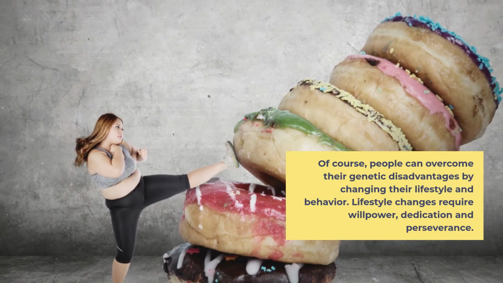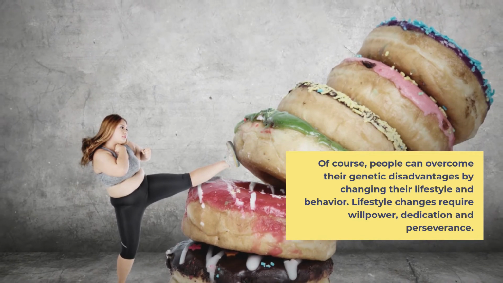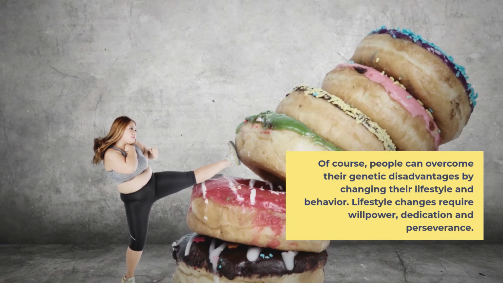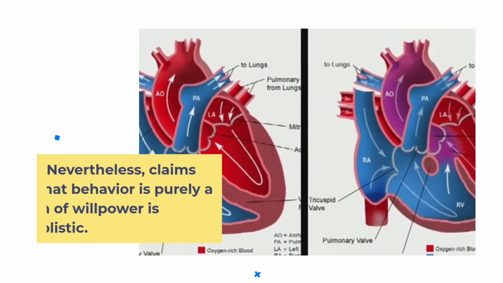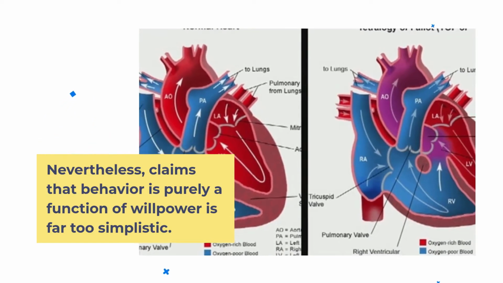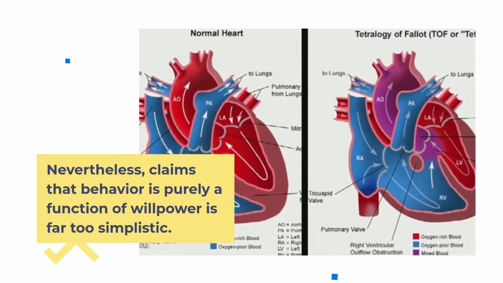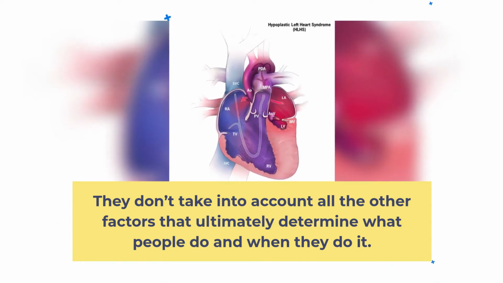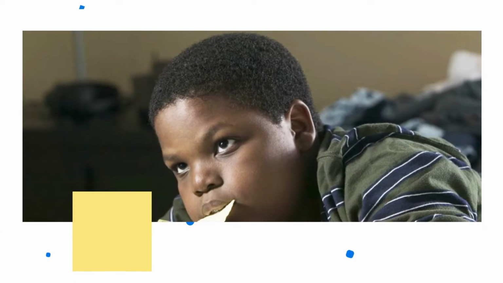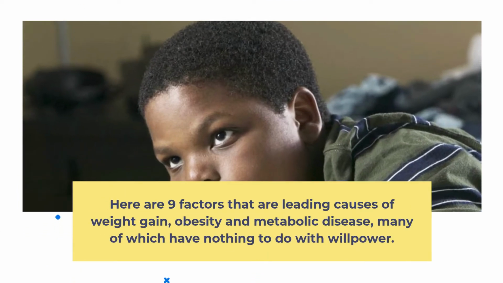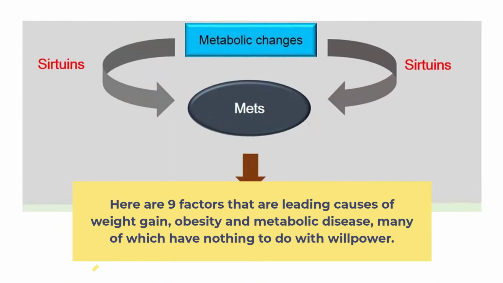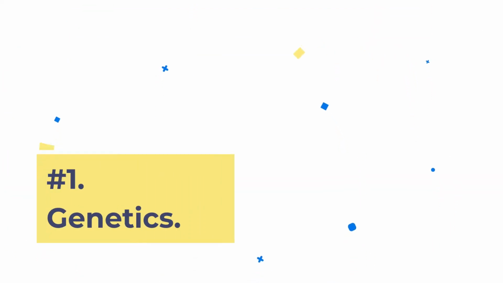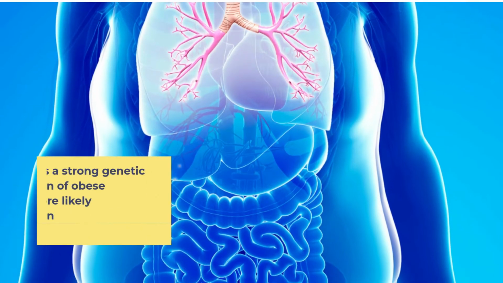Of course, people can overcome their genetic disadvantages by changing their lifestyle and behavior. Lifestyle changes require willpower, dedication and perseverance. Nevertheless, claims that behavior is purely a function of willpower are far too simplistic. They don't take into account all the other factors that ultimately determine what people do and when they do it. Here are 9 factors that are leading causes of weight gain, obesity and metabolic disease, many of which have nothing to do with willpower. Number 1 is genetics.